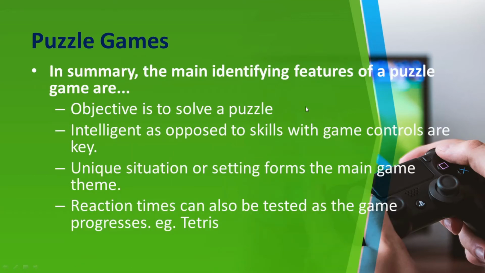So in summary, the main identifying features of puzzle games will be the following. The objective is to solve a puzzle. Intelligence, as opposed to skills with game controls, is key. A unique situation or setting forms the main game theme. Reaction times can also be tested as the game progresses. For example, Tetris.